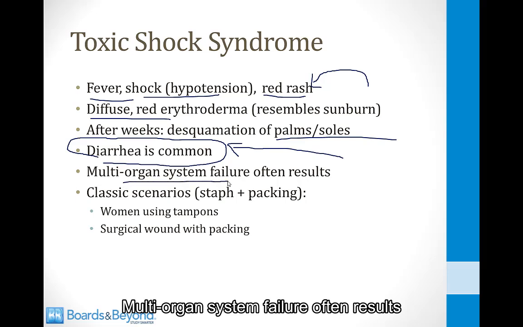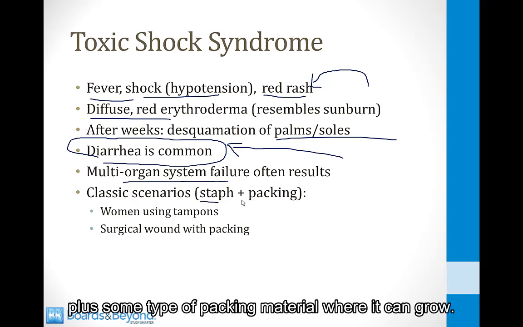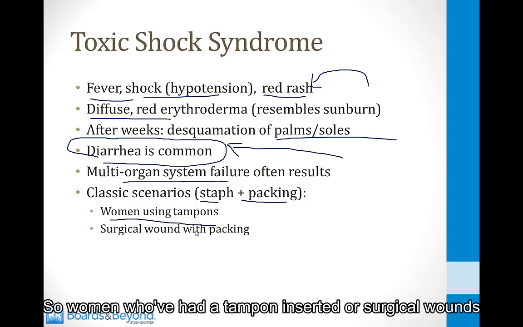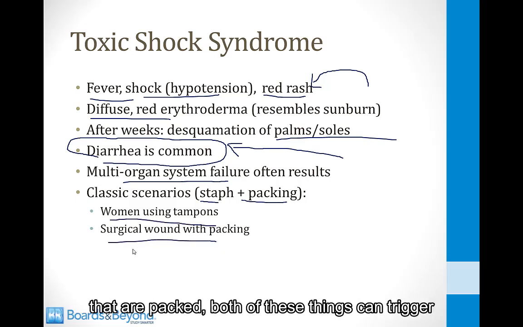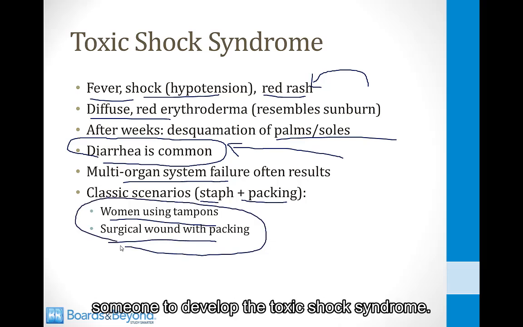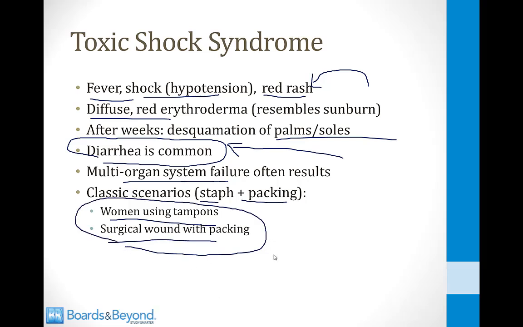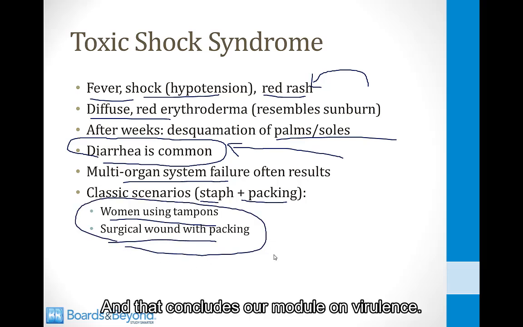Multi-organ system failure often results, and this is a life-threatening infection. And classic scenarios are staphylococcus plus some type of packing material where it can grow. So women who've had a tampon inserted or surgical wounds that are packed, both of these things can trigger someone to develop the toxic shock syndrome. And that concludes our module on virulence.